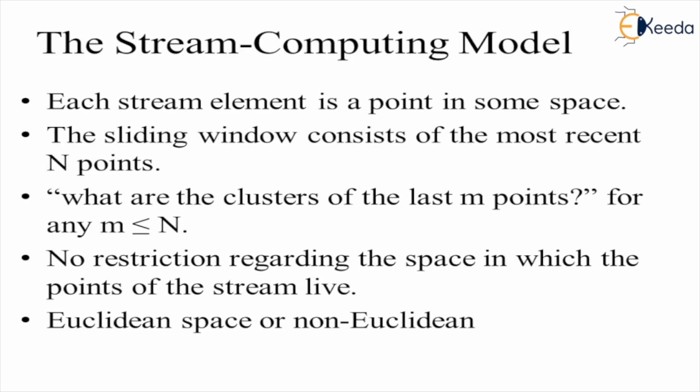Stream computing model: each stream element is a point in some space. The sliding window consists of the most recent points, and that is where we are going to find the clusters. For example, a query may come to the system, like: in the last 10 minutes, whatever data has been collected, what different clusters are formed in that? In the last m points, in the last 100 transactions, what different clusters are formed?